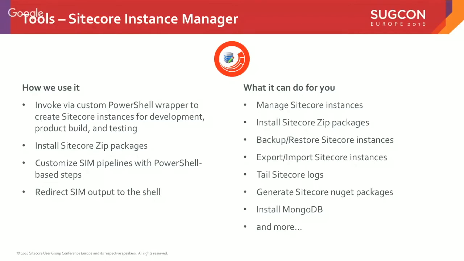So we obviously needed to automate all this. We wrote a PowerShell wrapper around the SIM DLLs to set up Sitecore instances. SIM is also based on pipelines. They're different than Sitecore pipelines, but you can extend them with your own steps. We created a way to write PowerShell-based steps for SIM so that we could do things SIM can't, like set up the Active Commerce database or install update packages, which, as far as I know, it still can't do for some reason. And then, of course, we wanted to redirect that SIM output to the shell.